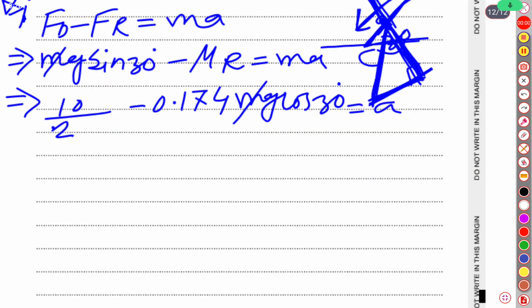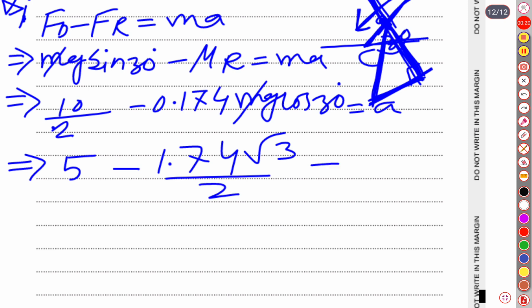Then it is going to be 5 minus, g is 10, so if we multiply 0.174 by 10, it is going to be 1.74, and cos 30, you know, is root over 3 over 2, equal to a.